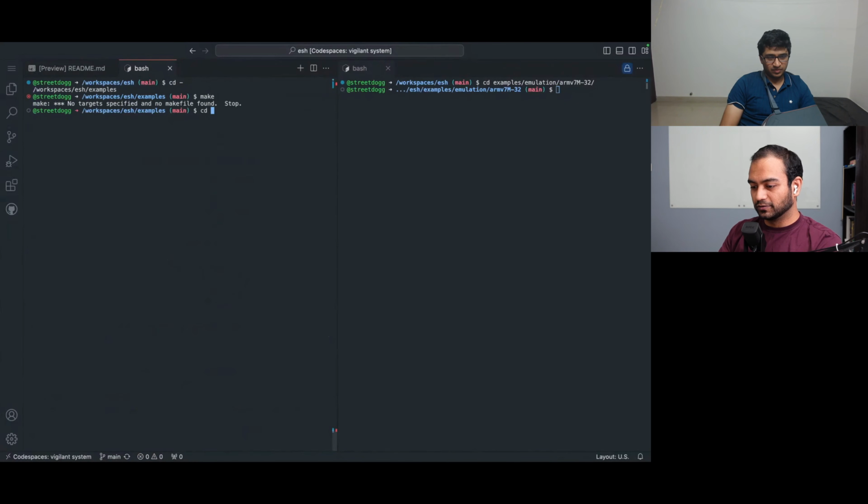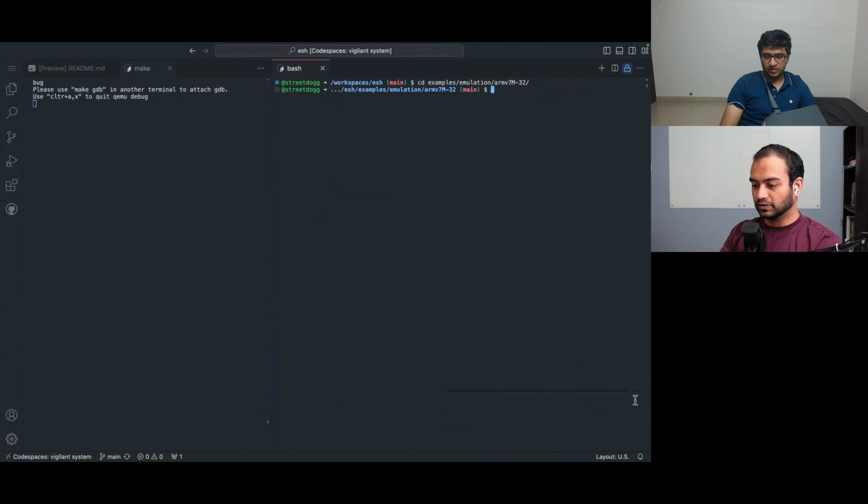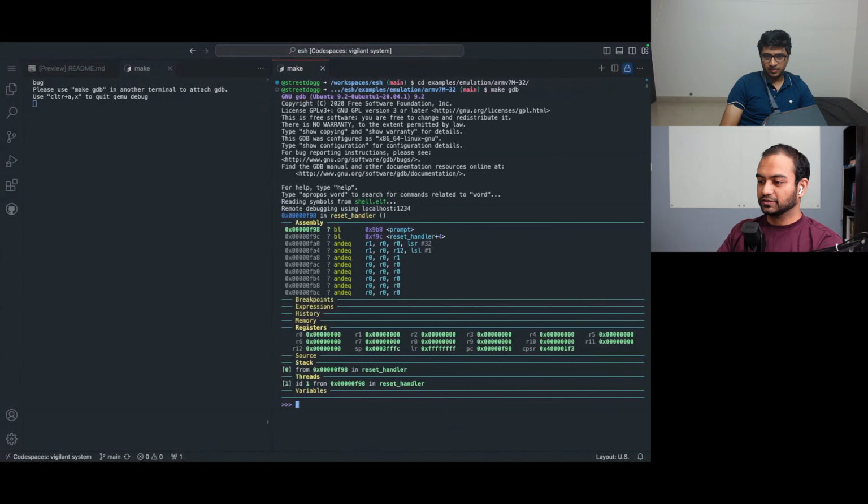So, emulation, V7M32. Okay, make, yep, all good. Make debug, nice. And then we say make GDB, nice. So these are the registers that we were talking about.